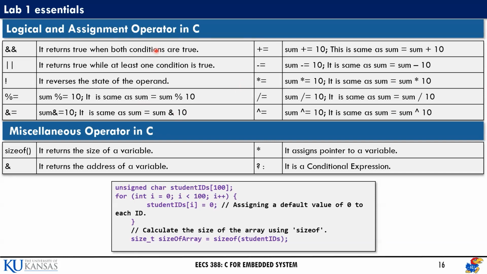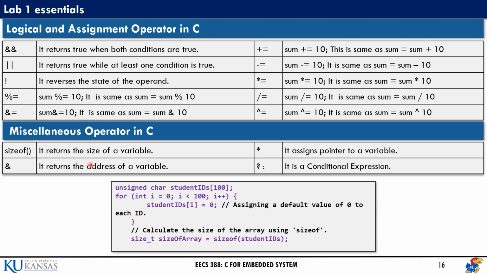Besides those operators, we have some extra operators which are very helpful in C. For example, we have the sizeof operator. So this sizeof operator, as the name suggests, returns the size of a variable. For example, you want to create an array of all the student IDs, right?